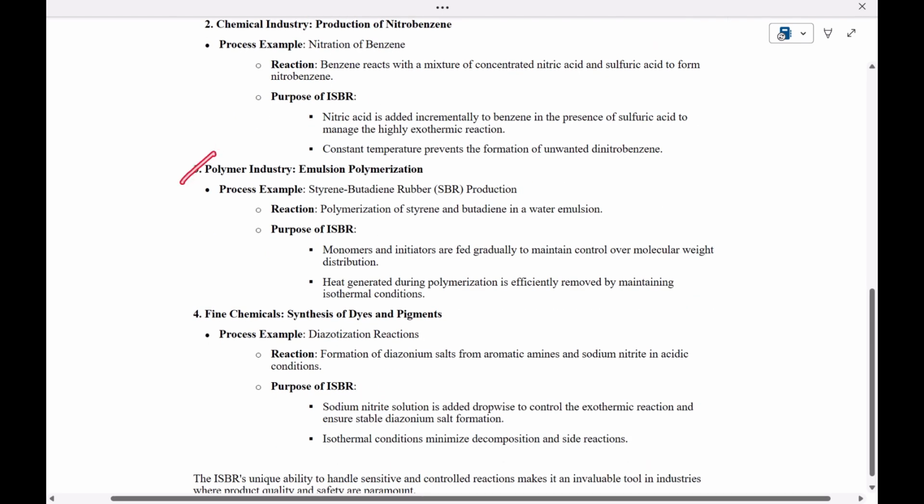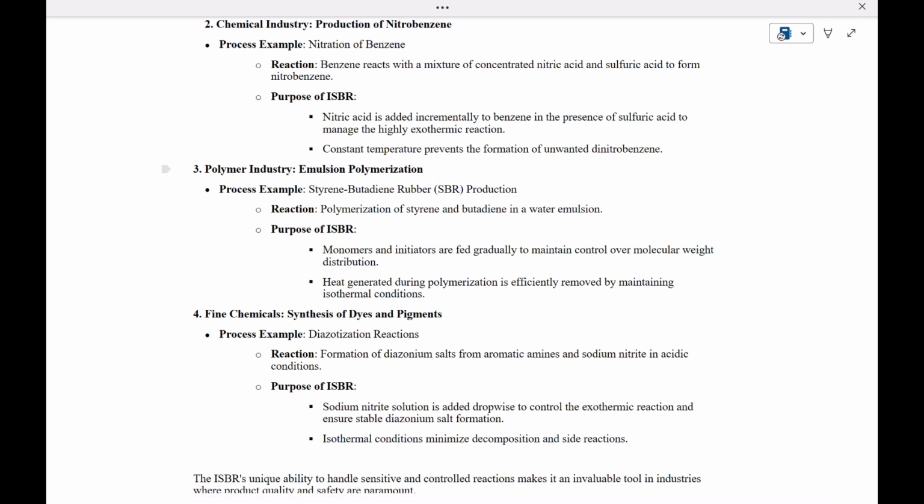Third one is polymer industries. In polymer industries, emulsion polymerization reactions are done using isothermal semi-batch reactor. Here the process example is styrene butadiene rubber production. If you look into the reaction, it is a polymerization reaction between styrene and butadiene in a water emulsion. Now SBR, that is styrene butadiene rubber, is 25% styrene and 75% butadiene. It is primarily used for the production of car tires and also has other applications in concrete repair and waterproofing.